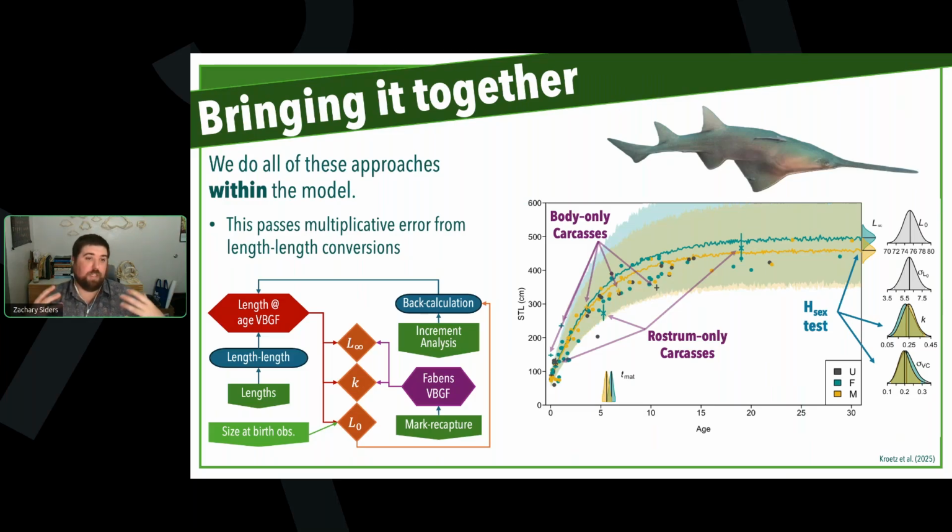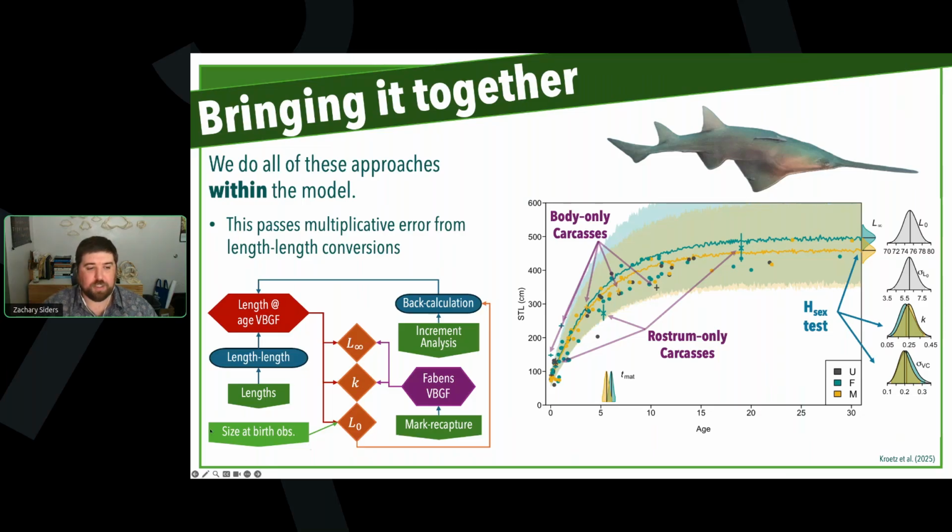And so just again, to really reemphasize, we're doing all of this within the model. So we're bringing all this different information together, all within the same model itself. We're able to start with things like our lengths down here on the lower left. We can filter those and make sure that those lengths are being estimated and that error is being passed forward into our length at age model. That length at age model can inform parameter estimates like L infinity, K, and L naught.